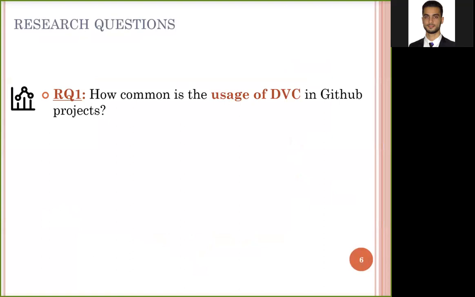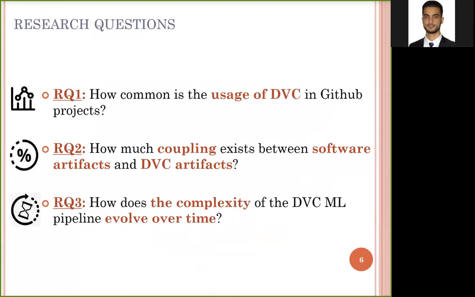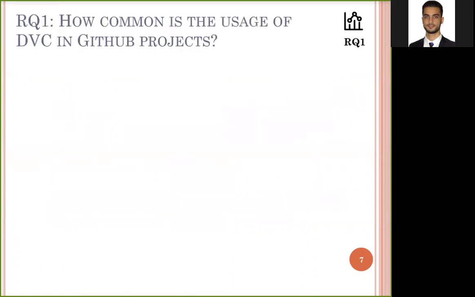We designed three research questions. The first research question: how common is the usage of DVC in GitHub projects? The second research question: how common is coupling between software artifacts and DVC artifacts? The third research question: how does the complexity of the DVC machine learning pipeline evolve over time?